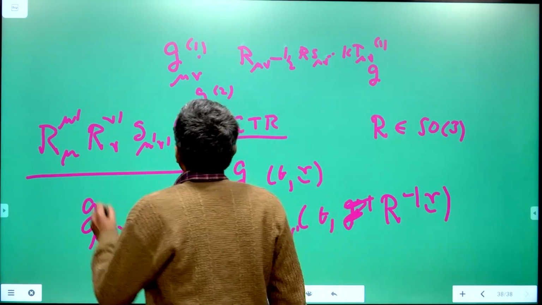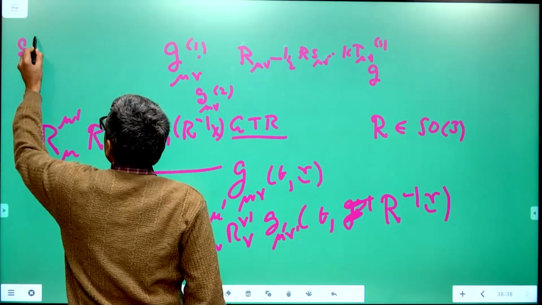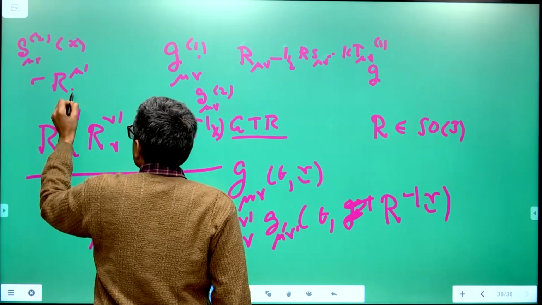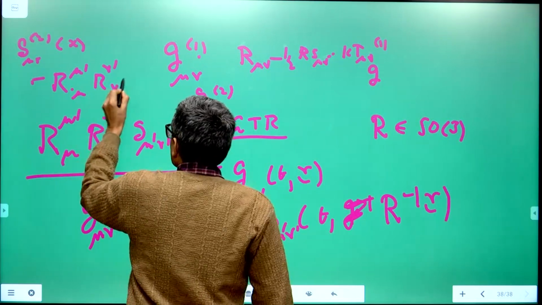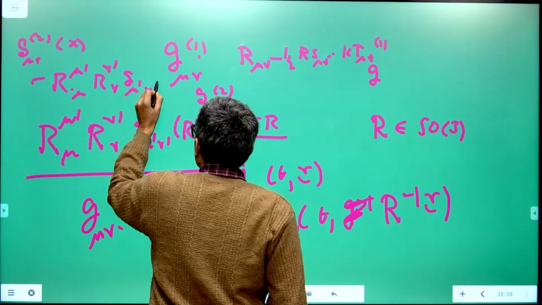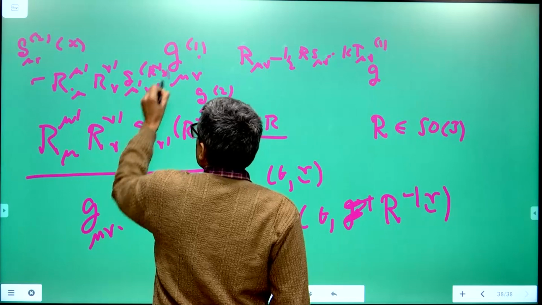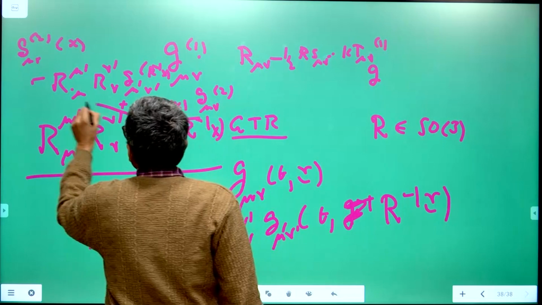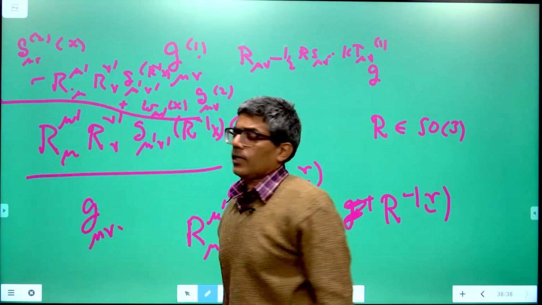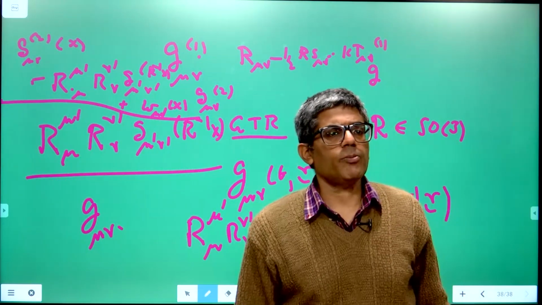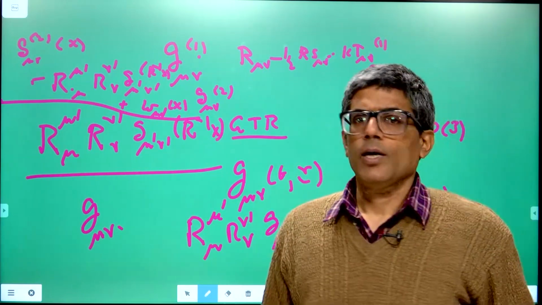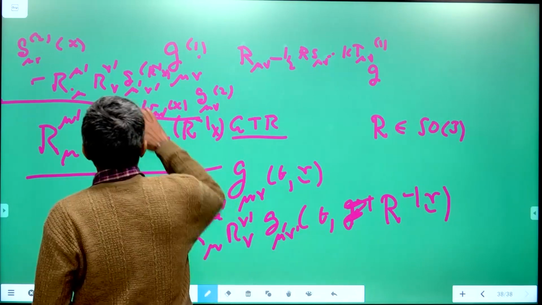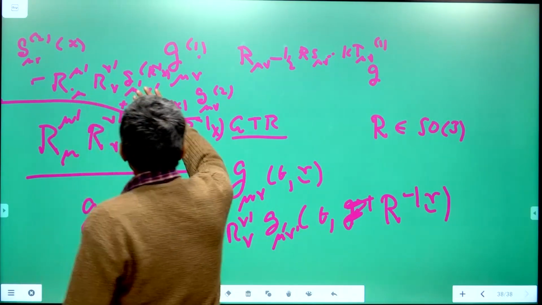Then you get a similar equation of the form G mu nu 2 at x is equal to R mu dash mu R mu dash nu G mu dash nu dash R inverse x plus W mu nu of x, and then apply representation theory by looking at the irreducible representations of the Lorentz group, and you express this in terms of representation matrices.